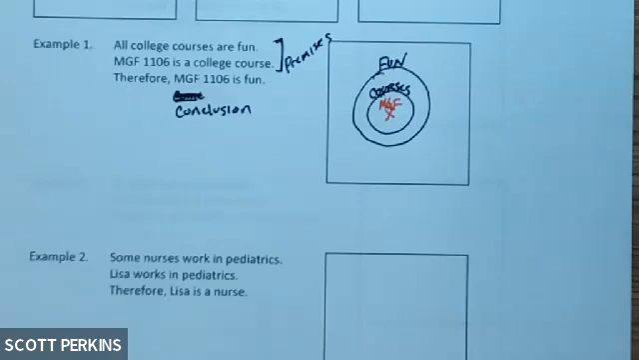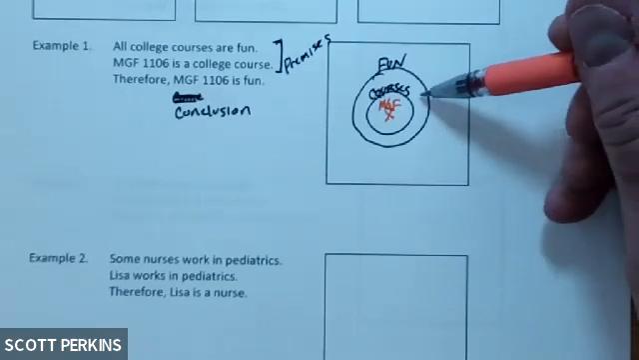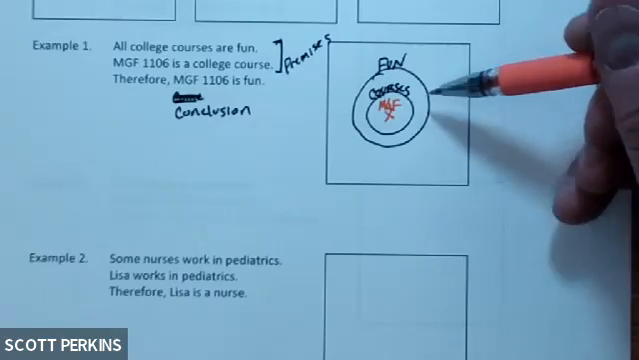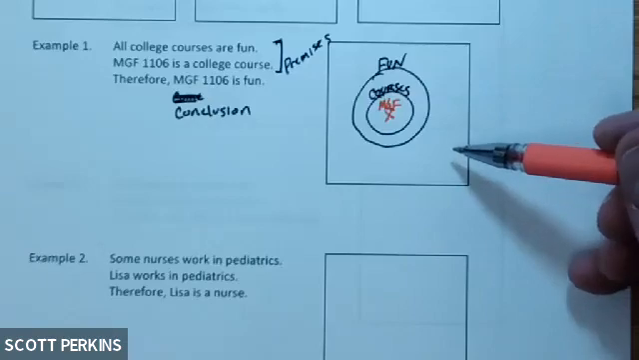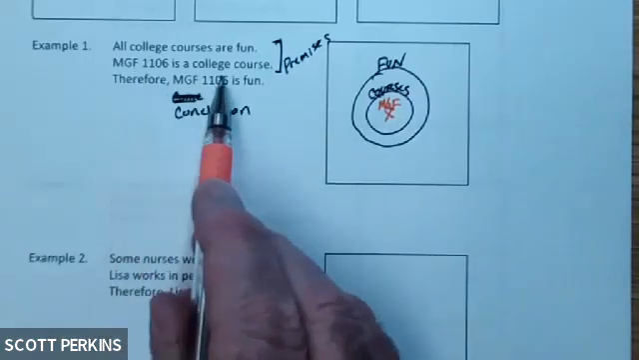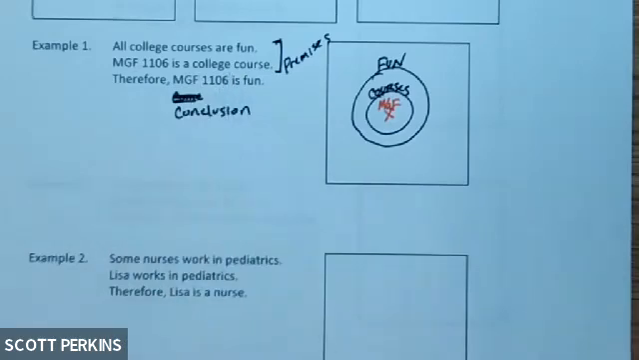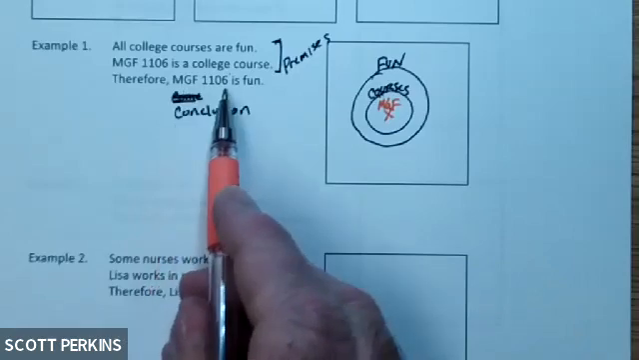Is there any other option? Could I have put the X out here for MGF 1106? No, because then it's outside the college courses. That's not what that premise said. I couldn't put it out here because it's outside the college. This says it has to go in the college courses circle. There's no other place. Okay, we have drawn the premises. Is everybody with me? Is there any question about those two things? Now, looking at this picture, do I have to make this conclusion that MGF 1106 is fun?